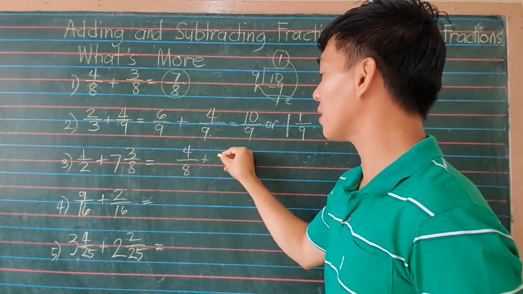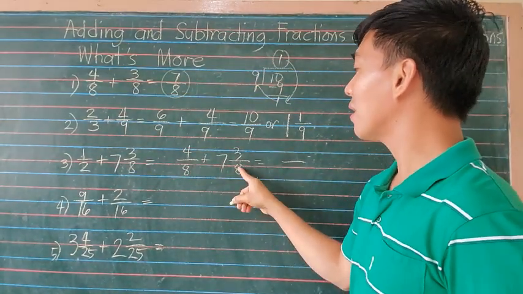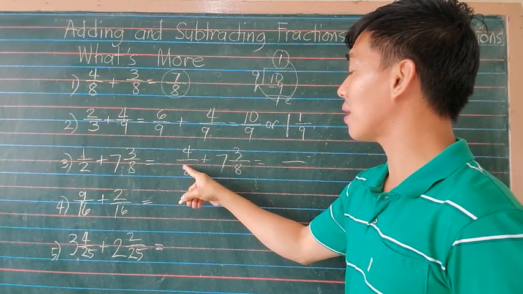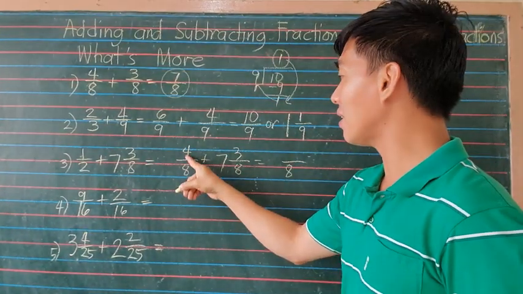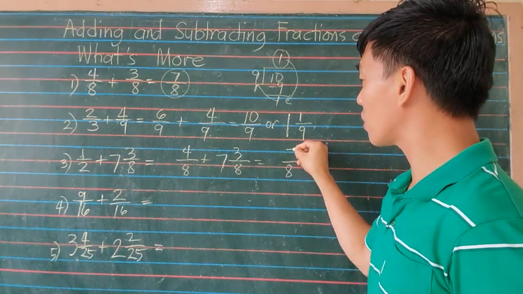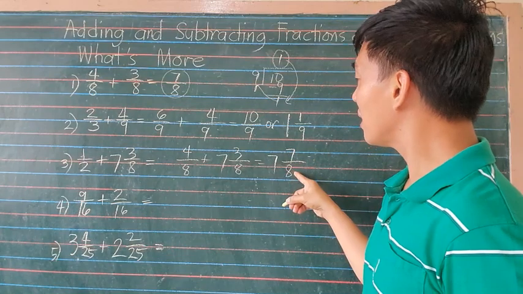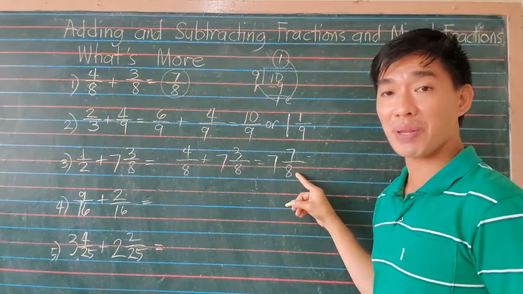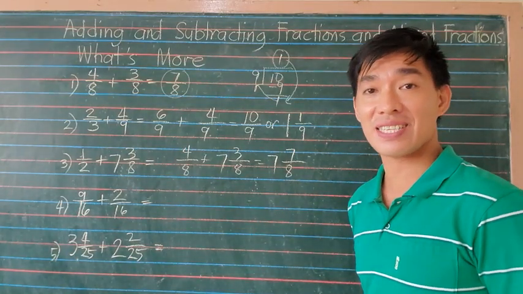Copy the whole number. Then after that one, you will add the numbers. So copy the common denominator 8, then add the numerators, so that is 7, then add the whole numbers, so that is also 7. This is already expressed in simplest form because the GCF of 7 and 8 is 1.